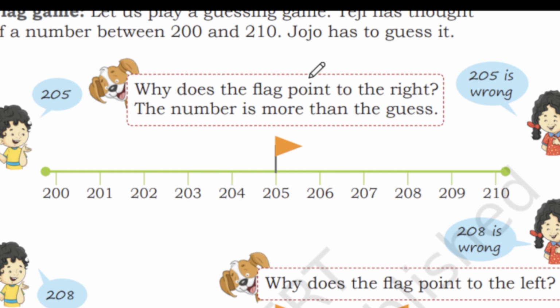Now, why does the flag point to the right here? The number is more than I guess here. So he's telling 205, and 205 is wrong. Here, see, the flag is pointing towards the right, which means the number is greater than 205. So 205 is not the right number. It should be more than 205.